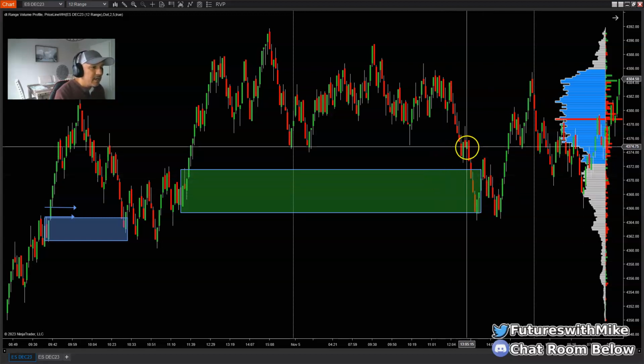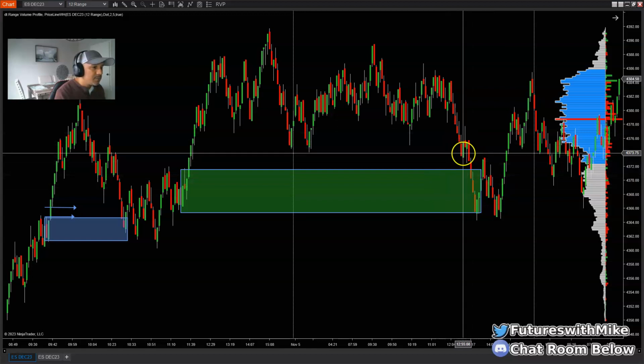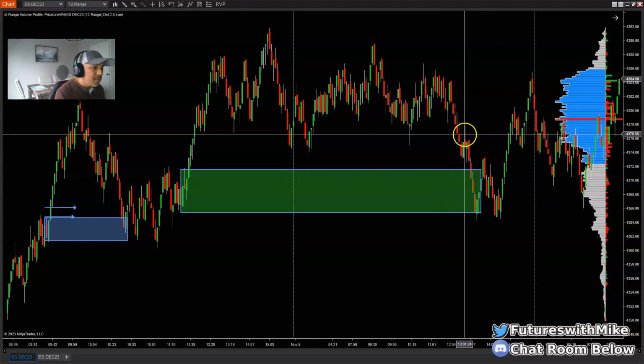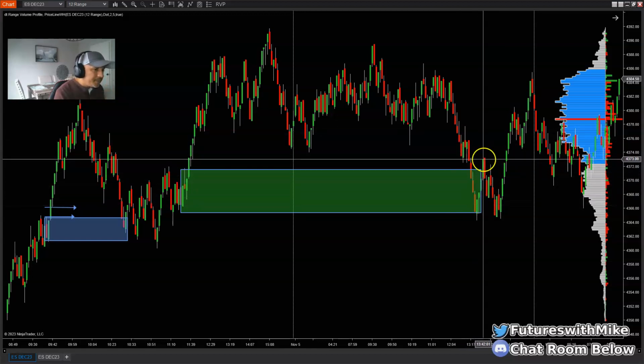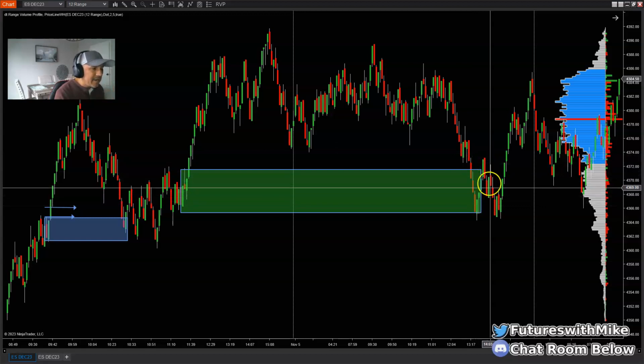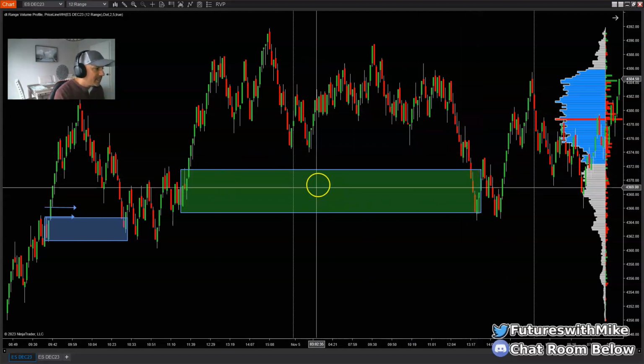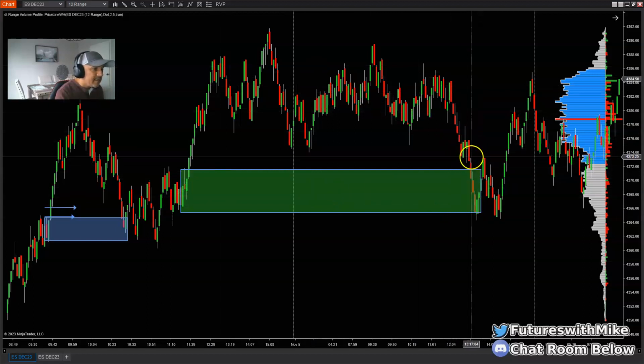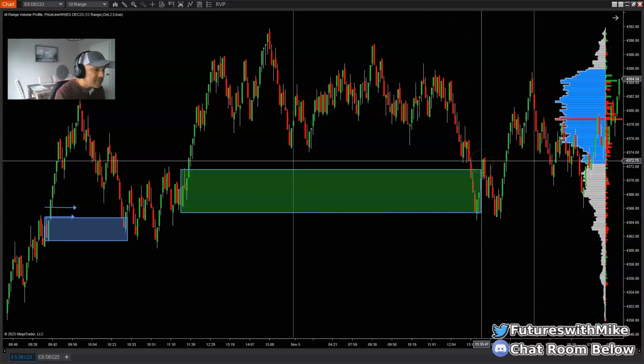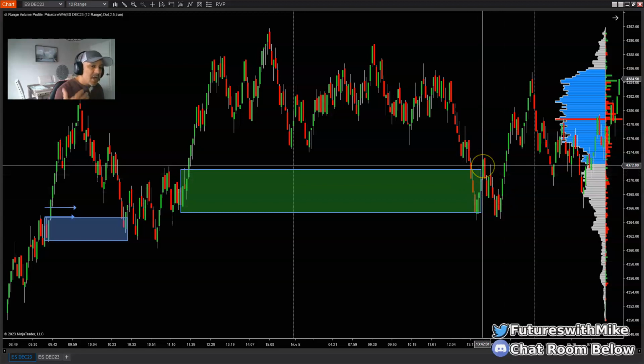This is an area of structure right here, or supply area, where the market pushed down, pulled back, and pushed lower. Now, it actually tapped into that area and it rejected it. So you've got to understand price action as it's retracing back to this demand zone. Right above is a key area of supply. So it goes up there, taps into it, rejects. This is the reason why you need to understand market structure and price action as well.